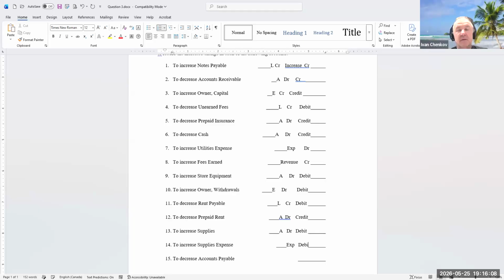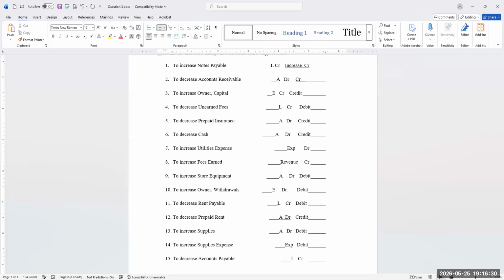Debit, of course, debit. Let's put a debit. And the last one is the accounts payable. What kind of account is accounts payable? Liability. Normal balance there is credit, right? So if I want to decrease an account with normal balance credit, what do you have to do? I have to do the opposite, right? Debit it. If I debit it, the balance is going to go down, or my liability is going to get less.